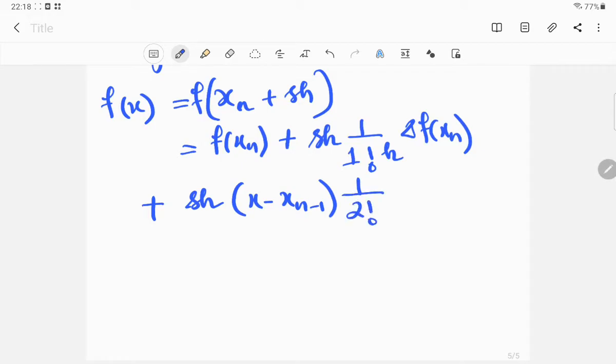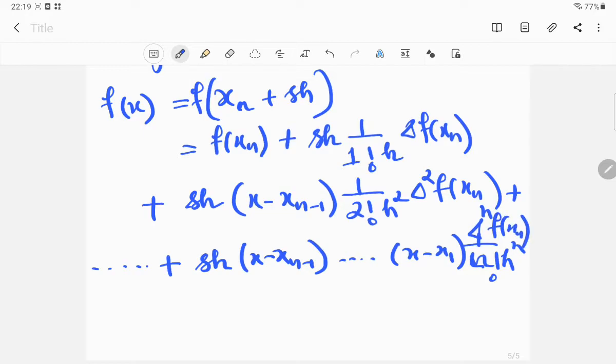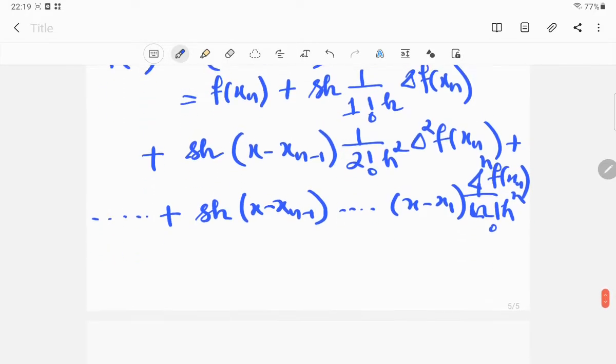And then it was factorial 2 h square del 2 fxn, and then so many terms will be there. And then we had (x minus xn) means sh, then (x minus xn minus 1), and it will go up to (x minus x1), then factorial n h to the power n del n fxn. Now we need to do some modification.